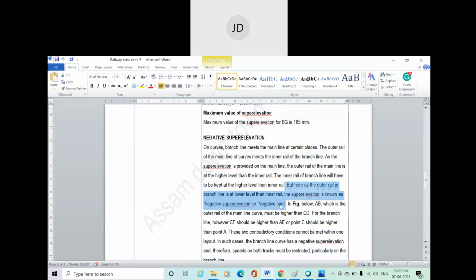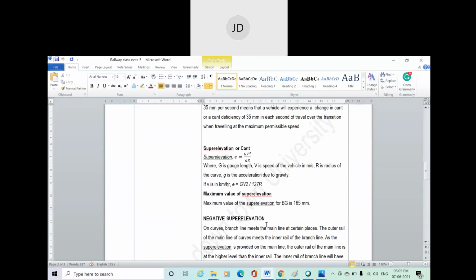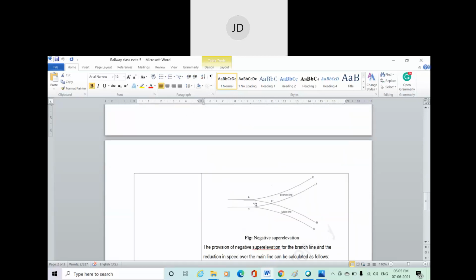This negative superelevation occurs especially in point and crossing, mainly in a point where a branch line is diverted from the main line. When the inner rail of a branch line originates from the outer rail of the main line, at this point the outer rail of the main line is raised because of the superelevation with respect to the inner rail, but this superelevation is actually a negative superelevation for this branch line.